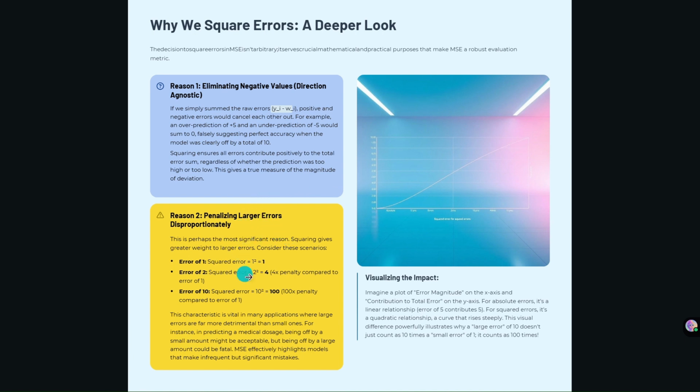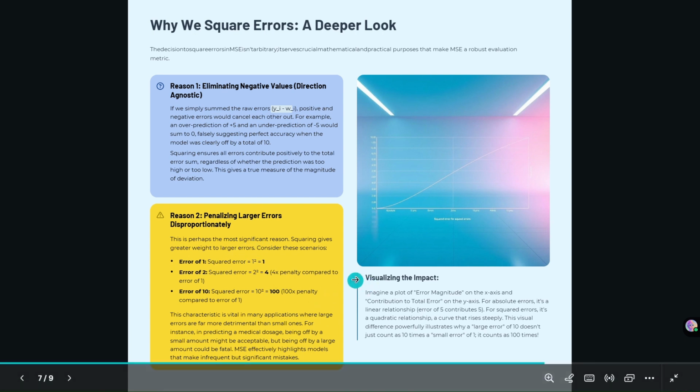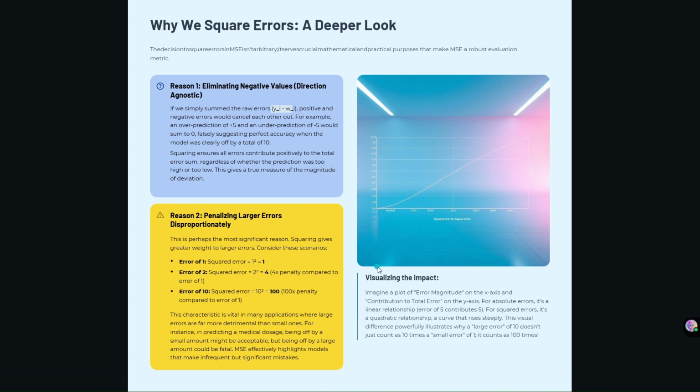Squaring gives greater weight to larger errors. An error of 1 results in a squared error of 1, while an error of 10 results in a squared error of 100. This characteristic is vital in applications where large errors are more detrimental. So squaring errors serves crucial purposes: it eliminates negative values and penalizes larger errors disproportionately, providing a comprehensive measure of a model's accuracy.